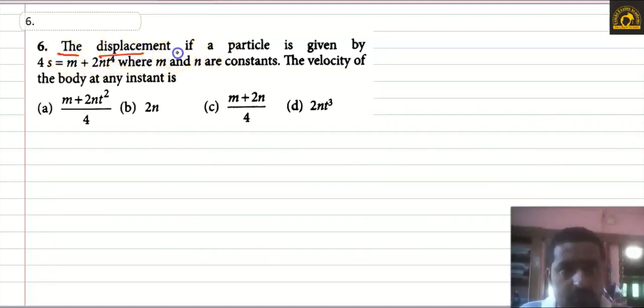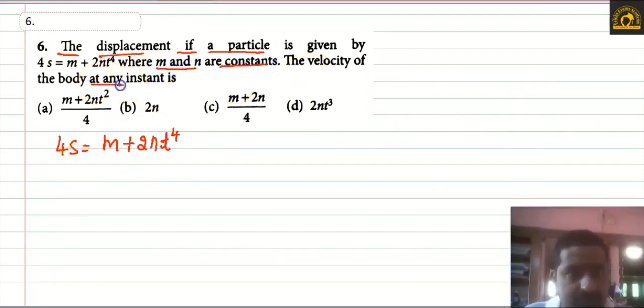The displacement of a particle is given as 4s = (m + 2n t^4), where m and n are constants. Find the velocity of the body at any instant. So 4s is equal to this much, then s is equal to (m + 2n t^4) divided by 4. Then the question asks for velocity.